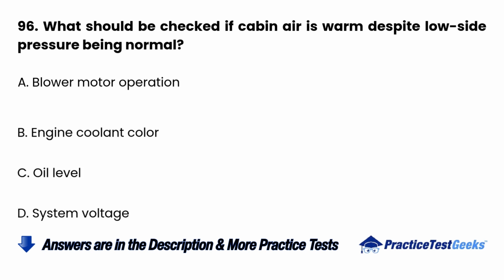96. What should be checked if cabin air is warm despite low side pressure being normal? A. Blower motor operation. B. Engine coolant color. C. Oil level. D. System voltage.